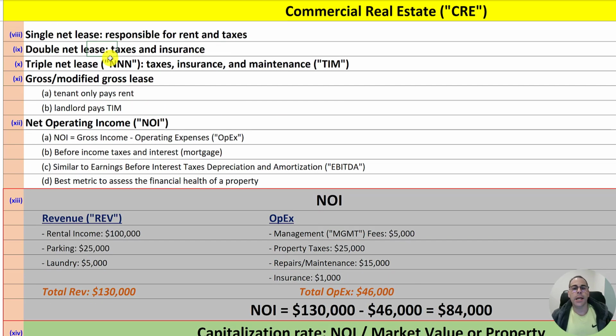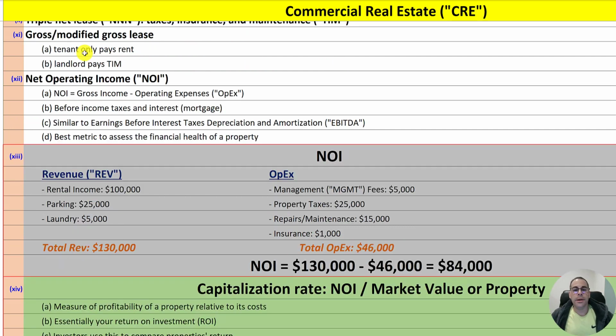Most real estate management companies offer 2 types of leases: triple net and gross. Single and double are not that popular. Gross is only when the tenant pays rent. The landlord pays the TIM, the taxes, insurance, and maintenance. If you were leasing a property and you were paying on a gross lease, your rent would just be a lot higher. So it's not like you're getting free insurance, taxes, and maintenance. It's just built into your rent.